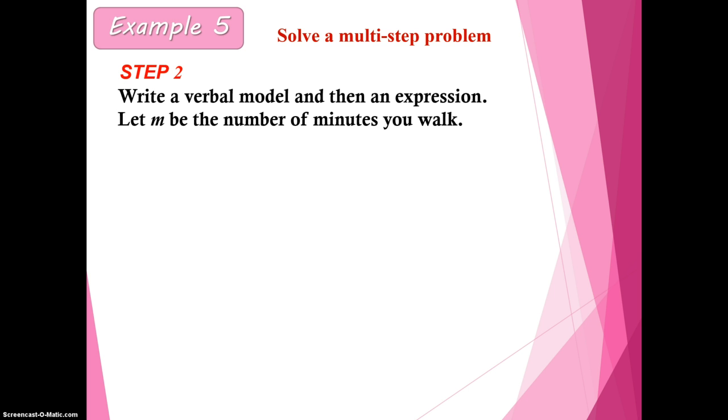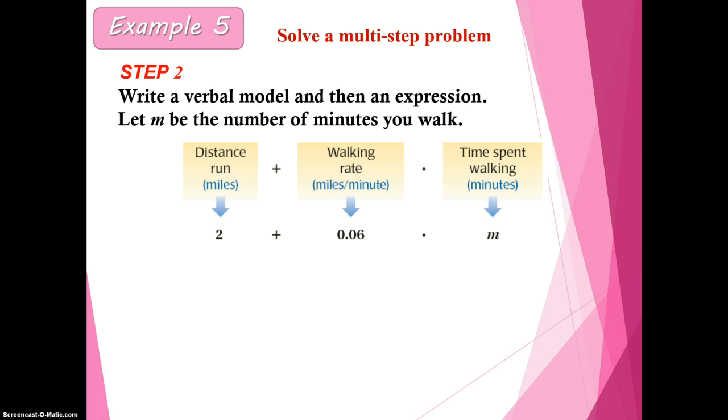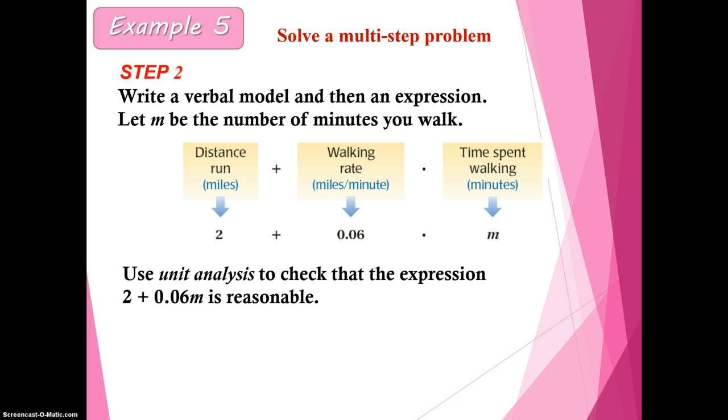The second step is to write a verbal model and then an expression. Let m be the number of minutes you walk. So we're going to add the distance that you run plus the walking rate times the time spent walking in minutes. Use unit analysis to check the expression. So you have 2 plus 0.06 m, which is reasonable.